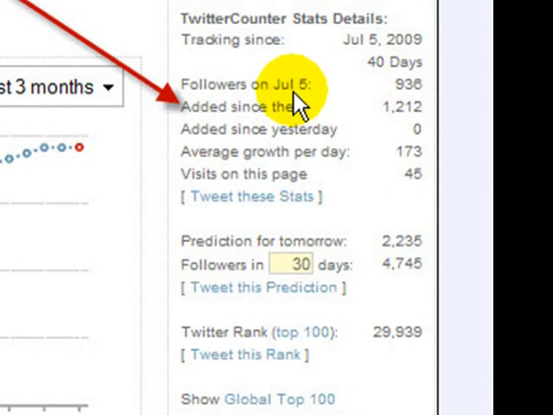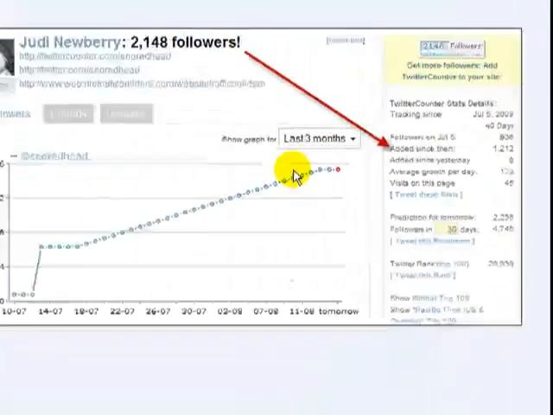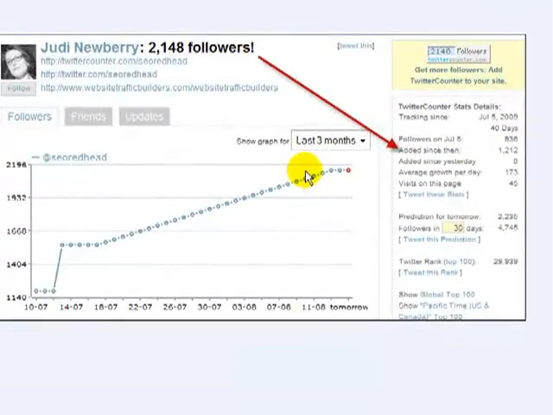And right here, this started tracking on July 5th. We had 936 followers. In 40 days since then, we added over 1,200 followers. Average growth rate was 173 followers per day. Now that's what's important. But more important than the number of followers is that they have to be directed followers, followers that are gonna want or be interested in your product or service, or else you're wasting time.